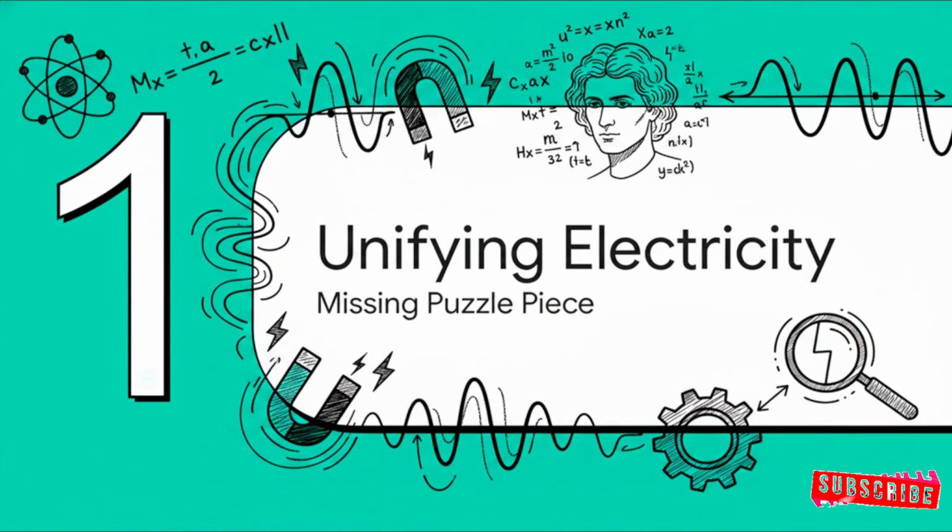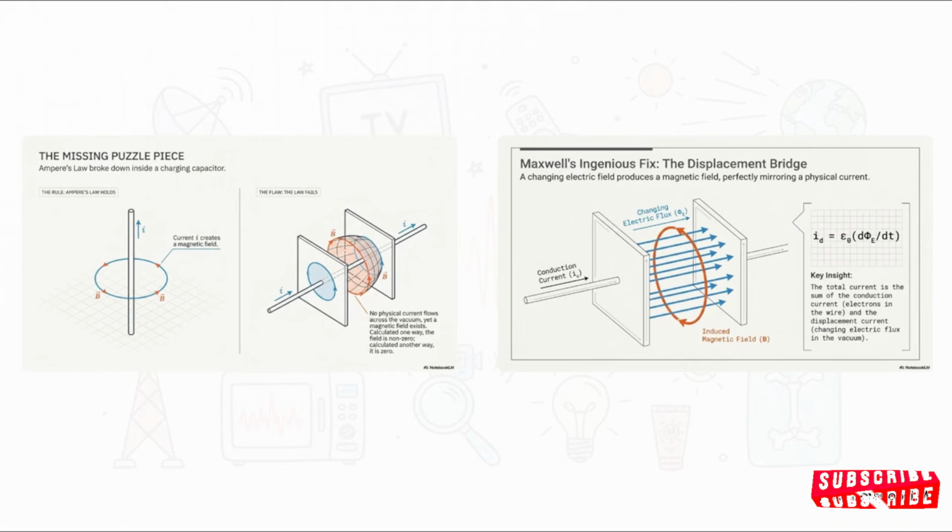Section 1. Unifying electricity and magnetism, finding the missing puzzle piece. To really understand electromagnetic waves, we first need to look at a massive historical problem. For the longest time, physicists relied on Ampere's law, which states that a current creates a magnetic field. But Ampere's law actually failed inside a charging capacitor. Why? Well, because across that vacuum space, literally no physical current flows, yet a magnetic field still mysteriously exists. It was a glaring flaw.